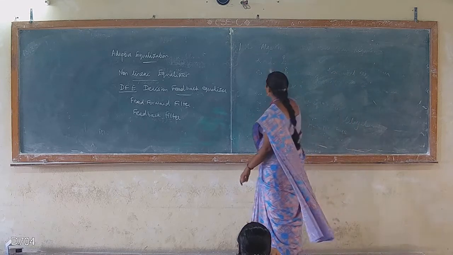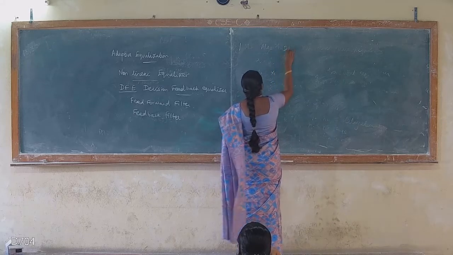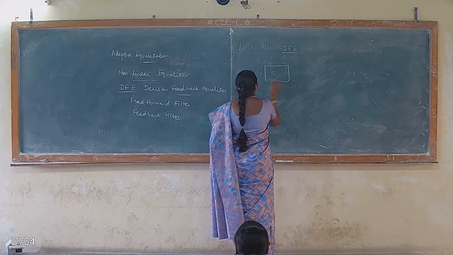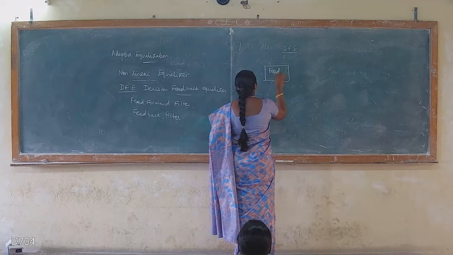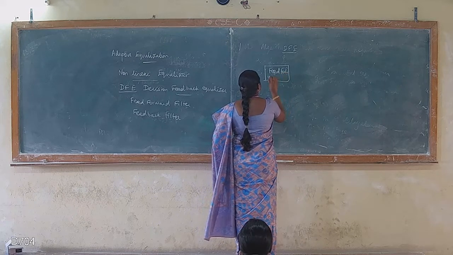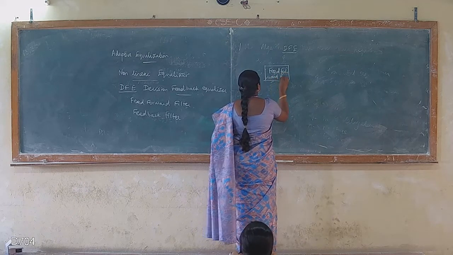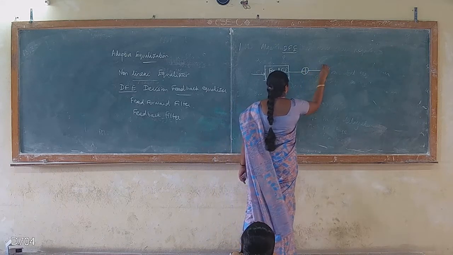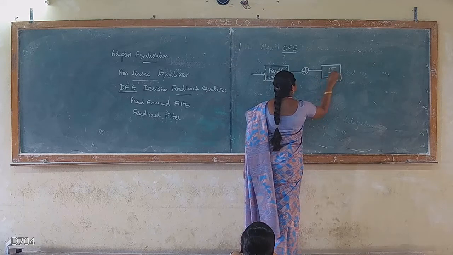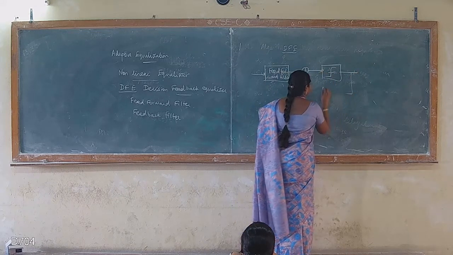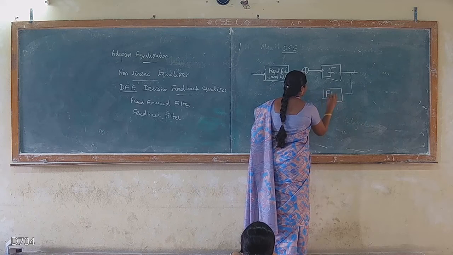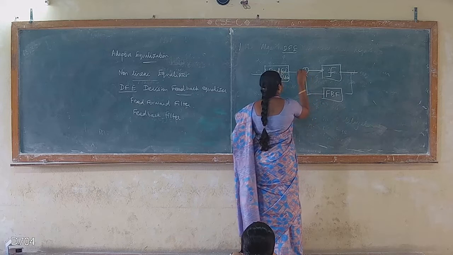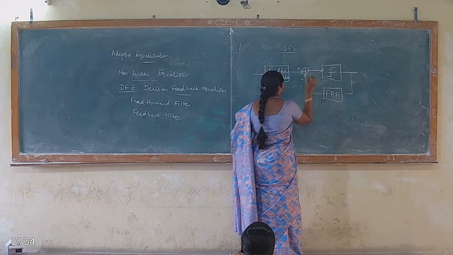So this is the block diagram of DFE. The input is given to the feed forward filter. Then we are using the decision device. Then that decision is given to the input of the feedback filter. Then the feedback filter output is subtracted from the input.